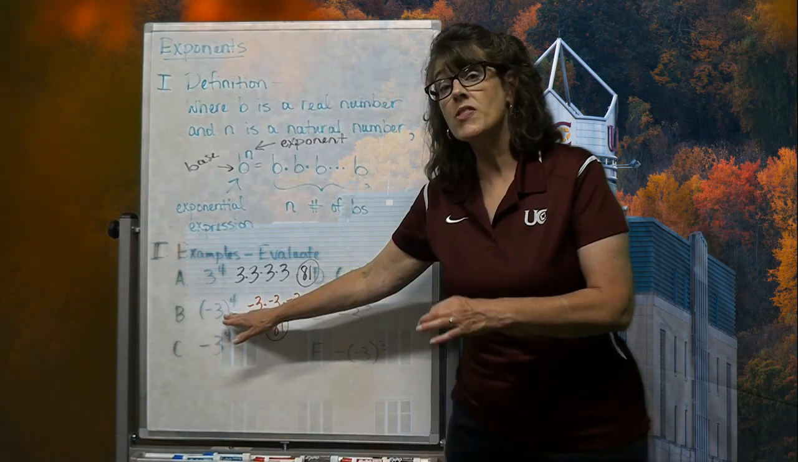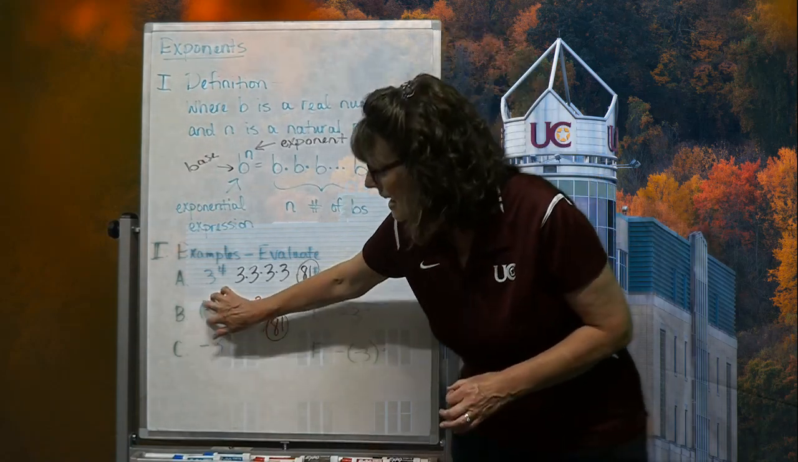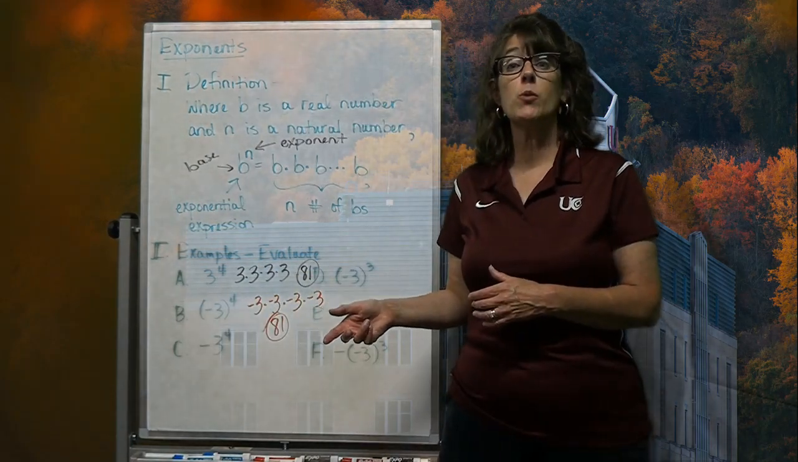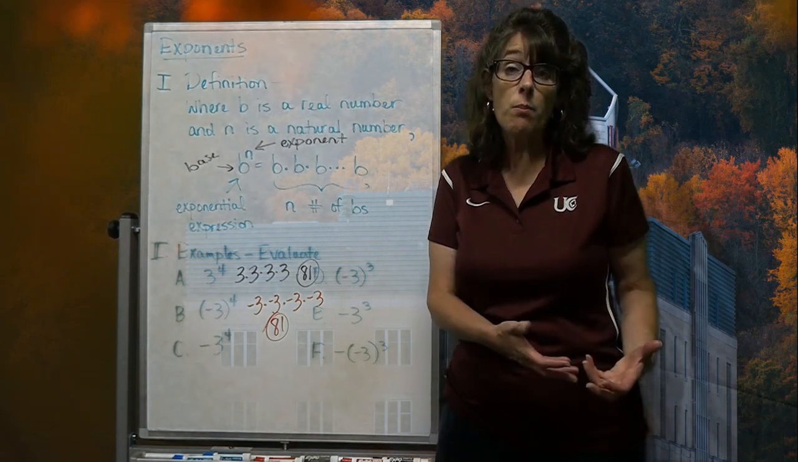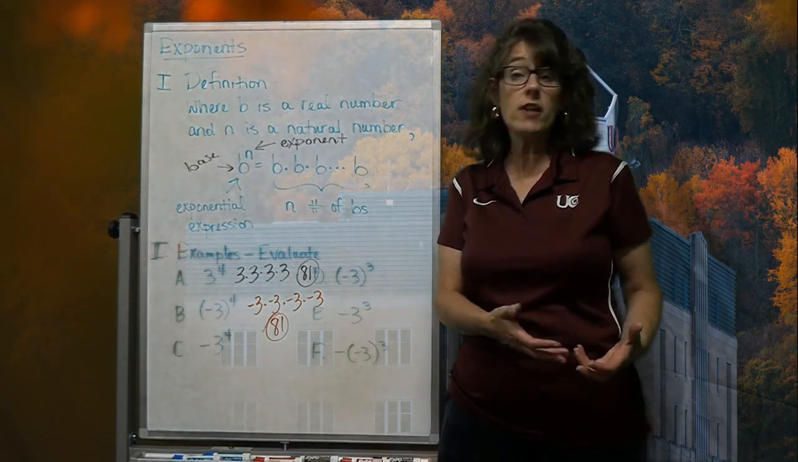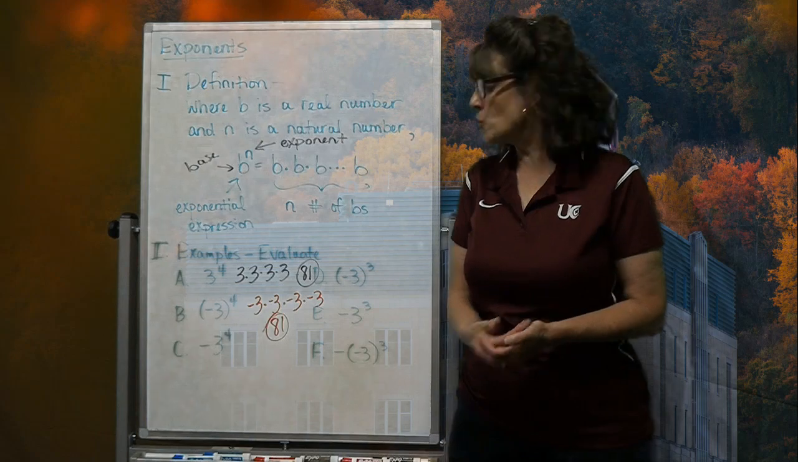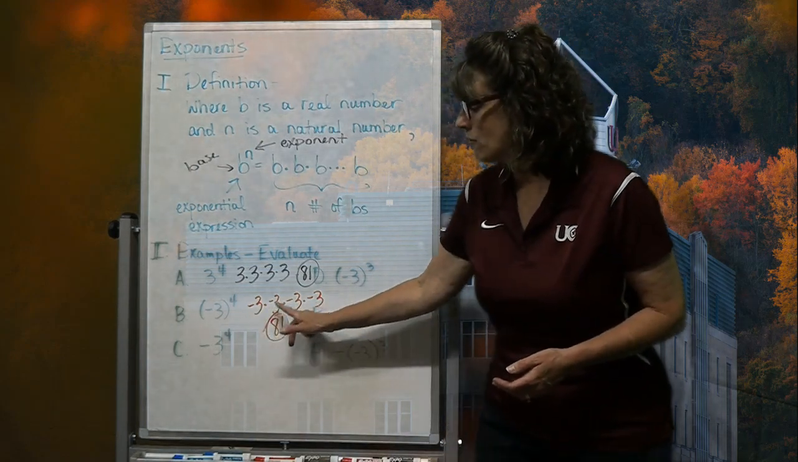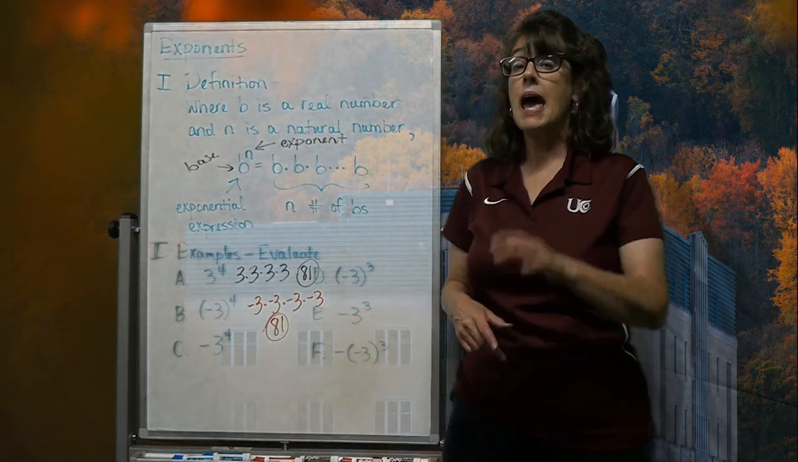This one, the parentheses indicates take that negative 3 and raise it to the 4th power. In other words, the negative as well being raised to the 4th power. Not just the 3, but the negative as well. That's why we said negative 3 times negative 3 times negative 3 times negative 3.